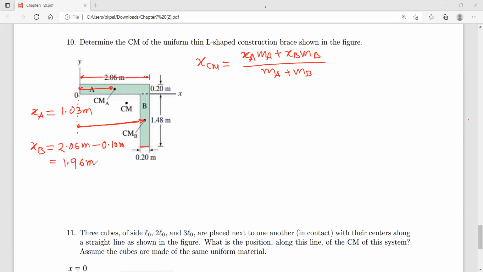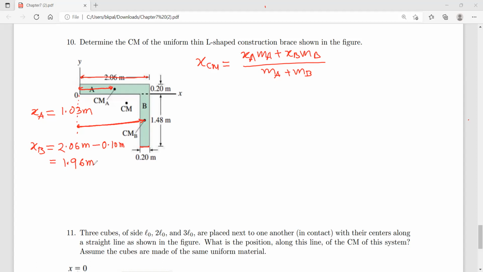Okay. Now we know XA and XB. How about MA and MB? We are not given any information about MA and MB. Then how to calculate MA and MB? So there is a trick.